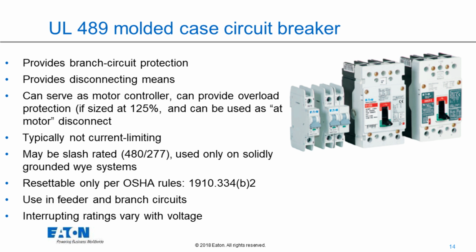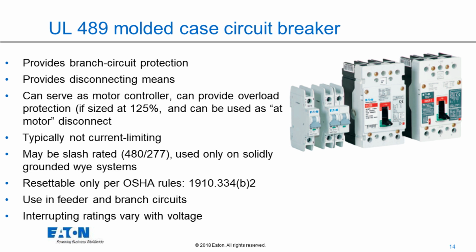Next device we're going to look at is a UL 489 molded case circuit breaker. It provides branch circuit protection, provides disconnecting means, can serve as a motor controller, can provide overload protection if sized at 125%, and can be used as the motor disconnect. They're typically not current limiting devices. They may have slash ratings of 480Y/277. If so, they can only be used on solidly grounded Y systems like we just went over.